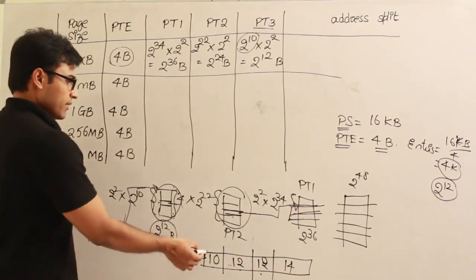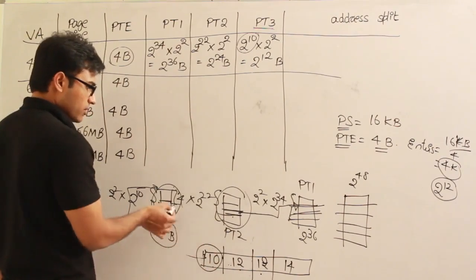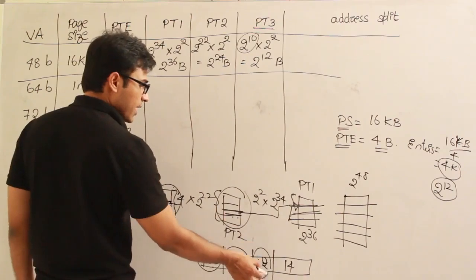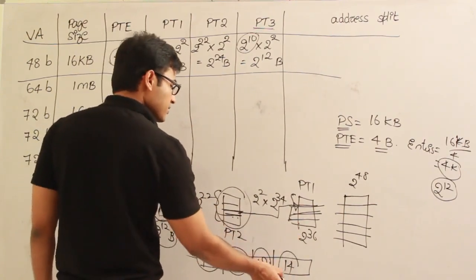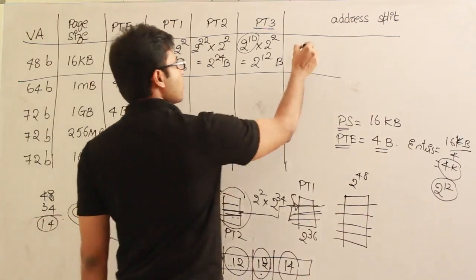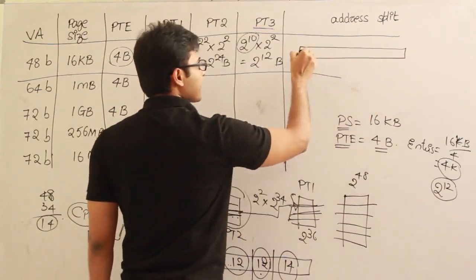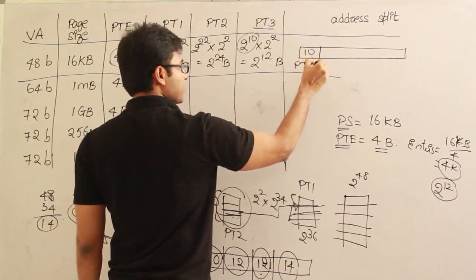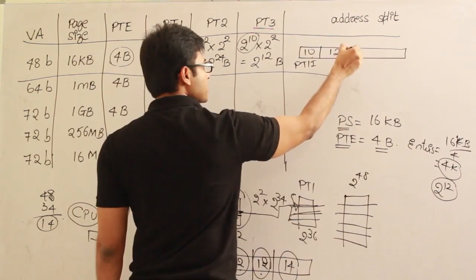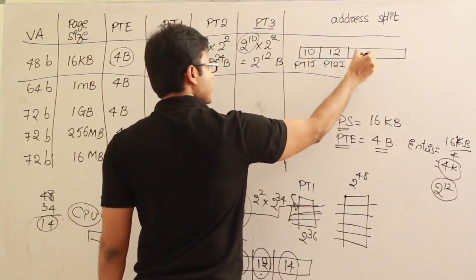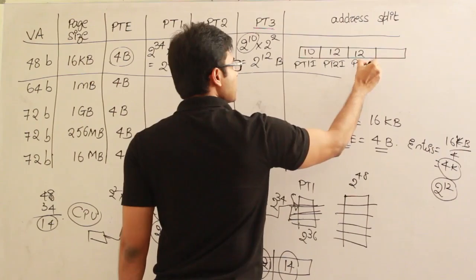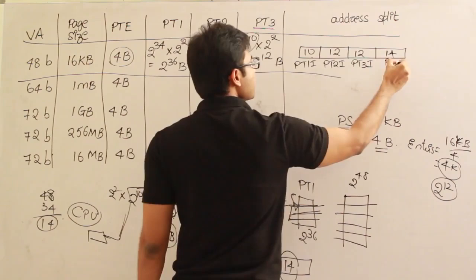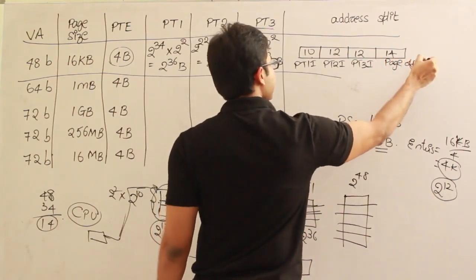Got it? Therefore, the 10 bits are going to act as index into the outermost page table, 12 bits are going to act as index into the next page table, and the next 12 bits are going to act as index into the next page table, and the last one is going to act as the page offset. So your address is split up like this. So 10 bits as the PT1 index, and then the next 12 bits is going to be the PT2 index, and the next 12 bits is going to be the PT3 index, and the next how many? 14 bits is going to be the page offset. Got it?